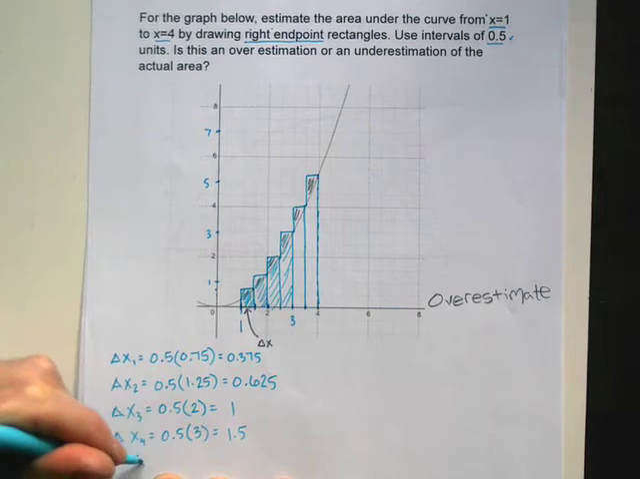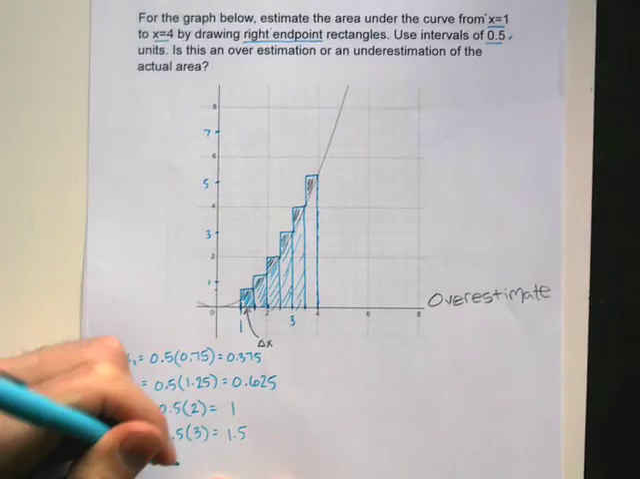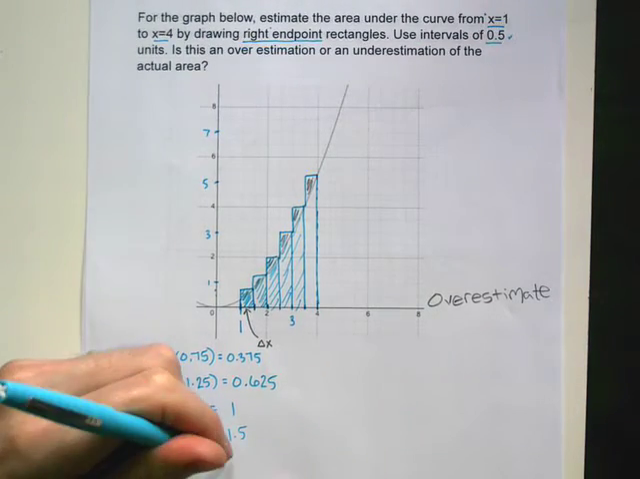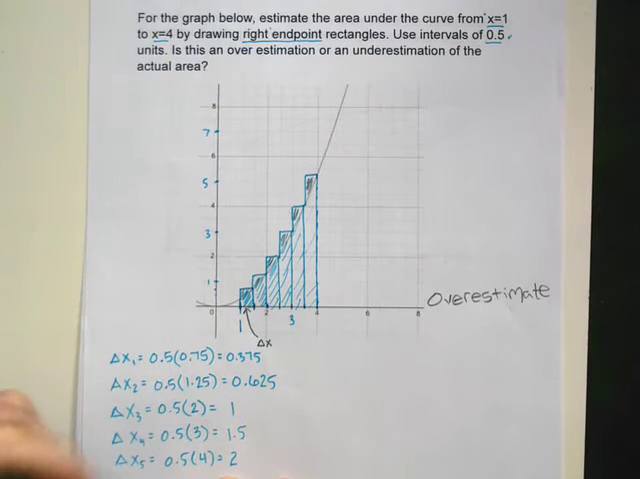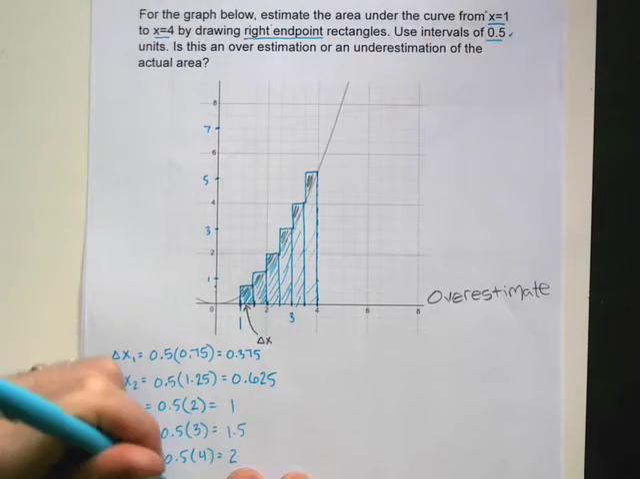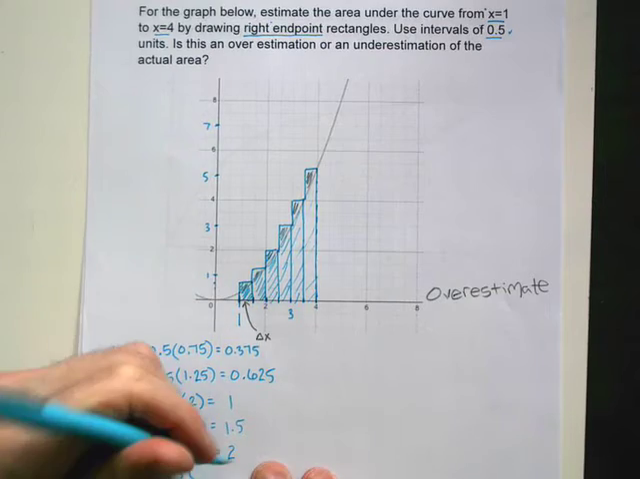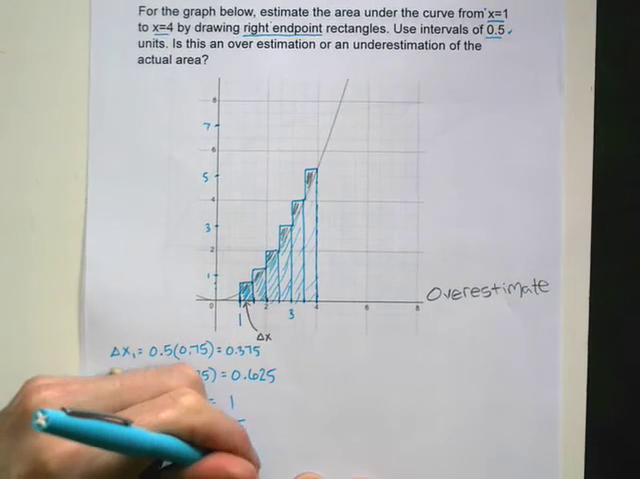Delta x5, I'm going to my fifth rectangle here. We're almost done with this one. That's going to be 0.5 times 4, which is 2. And now I'm down to my last rectangle right at the very end here. That's going to be delta x6, and 0.5 is my length along the base. It looks like 5.25 is my height. So that's going to be 1.25.